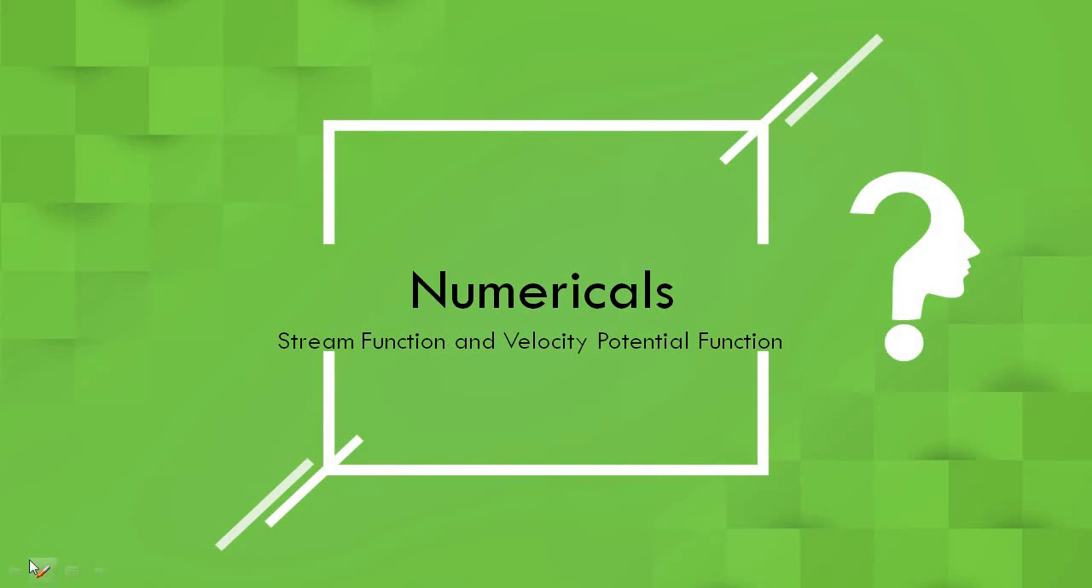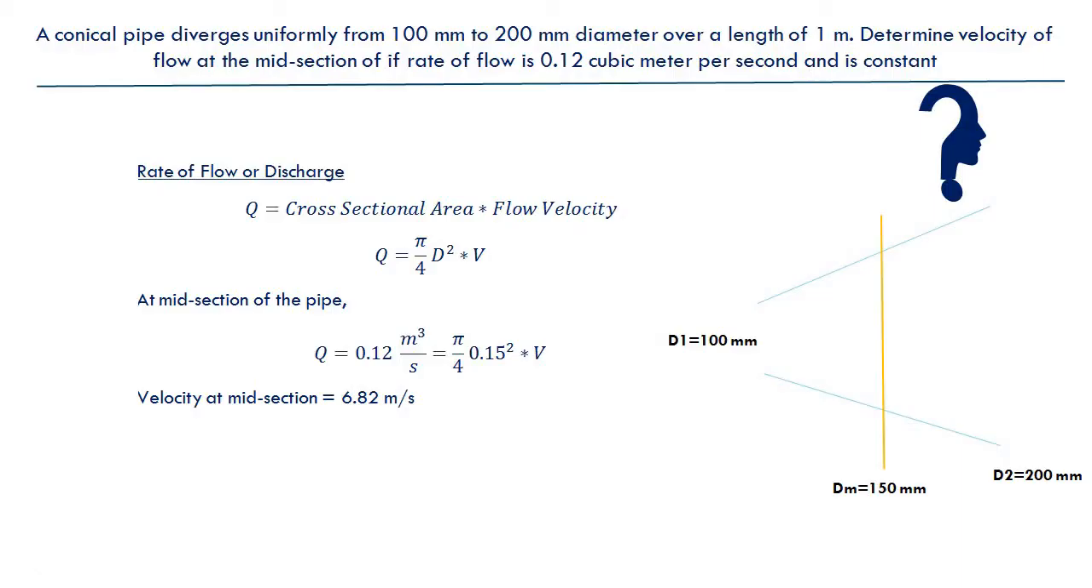Welcome to the 6th video session from the broad area of study fluid kinematics. In this lecture we continue to do numericals belonging to the section stream function and velocity potential function. So these problems are typical ones which were asked for the previous university examinations. So we start with a very simple problem.